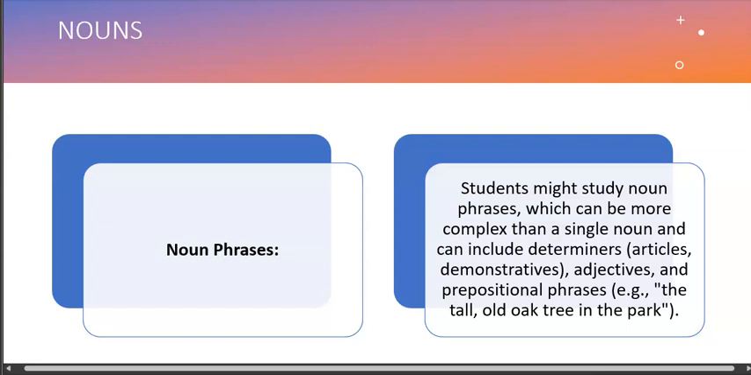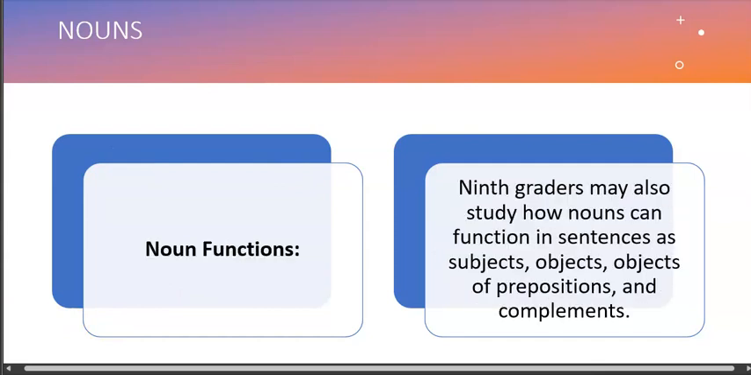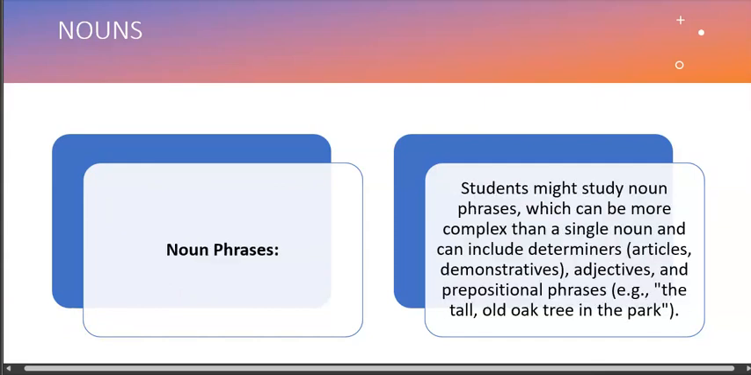Noun phrases are just, you see, like a sentence has phrases, or a sentence can be divided into phrases. So we have these phrases that we use, for example, the tall old oak tree in the park. Okay, so you notice that these are prepositional phrases. So we'll talk more on this, don't worry, but I believe some of us already have an idea of what these are. Okay, so let's continue. Those are the noun phrases.